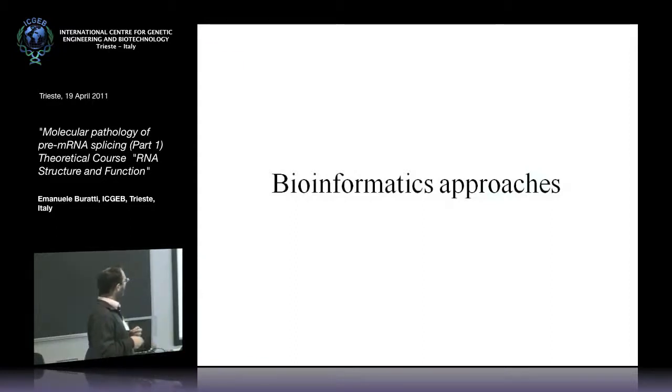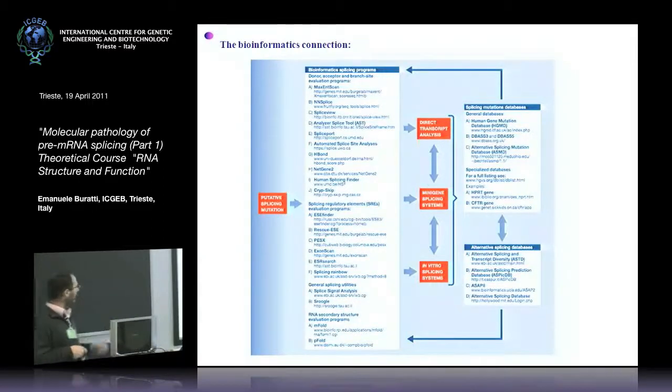And there are now quite a number of freely available applications that you can simply connect to the internet, and these applications are all aimed at predicting splicing mutations. Some of them actually will predict splicing mutations at the level of the basic splicing elements, like the 5' splice site, the 3' splice site, or the branch point.